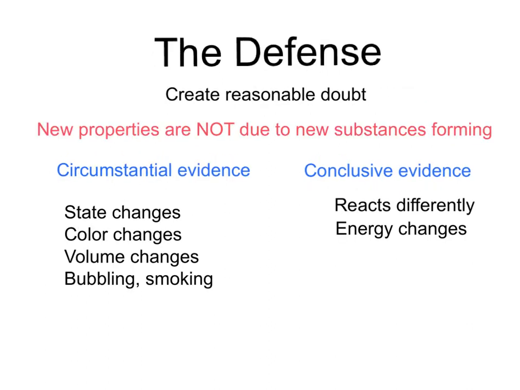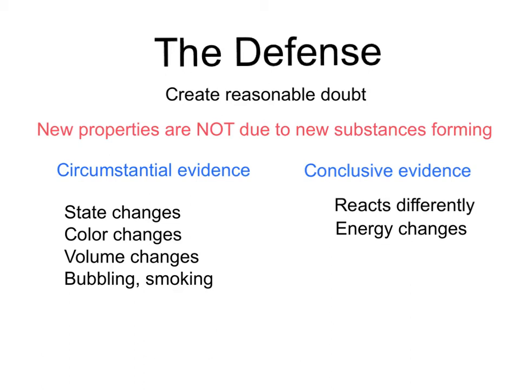You might also wind up on the defense team, and the point of the defense team is to create in the minds of the jurors reasonable doubt. You want those jurors to be like, well, maybe, but maybe not. Maybe there was a chemical change, maybe there wasn't. To do that, you're going to have to demonstrate that new properties that did occur are not due to the new substances being formed.